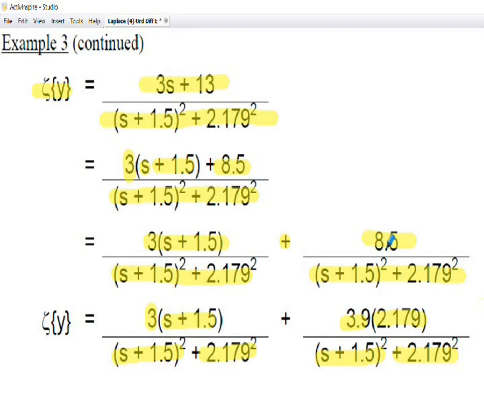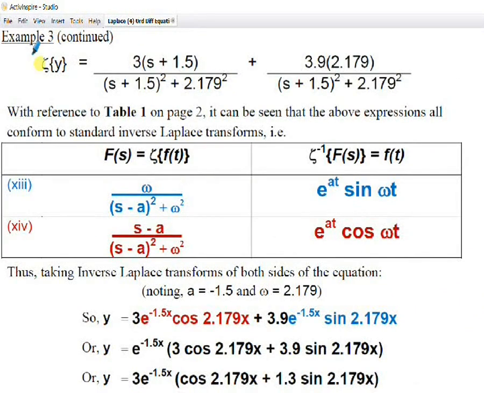rearranged the functions there. Okay, just repeating the Laplace of y function here with our two fractions. What we have now, after using the completing the square method and rearranging our fractions algebraically, is a format that is in the inverse Laplace transforms table. In other words, our bottom line now is of the form s plus a all squared plus omega squared. If you look at these, we've got an s plus 1.5 all squared. I know the sign is different, but we can deal with that in a moment, plus the omega squared, the 2.179 squared.